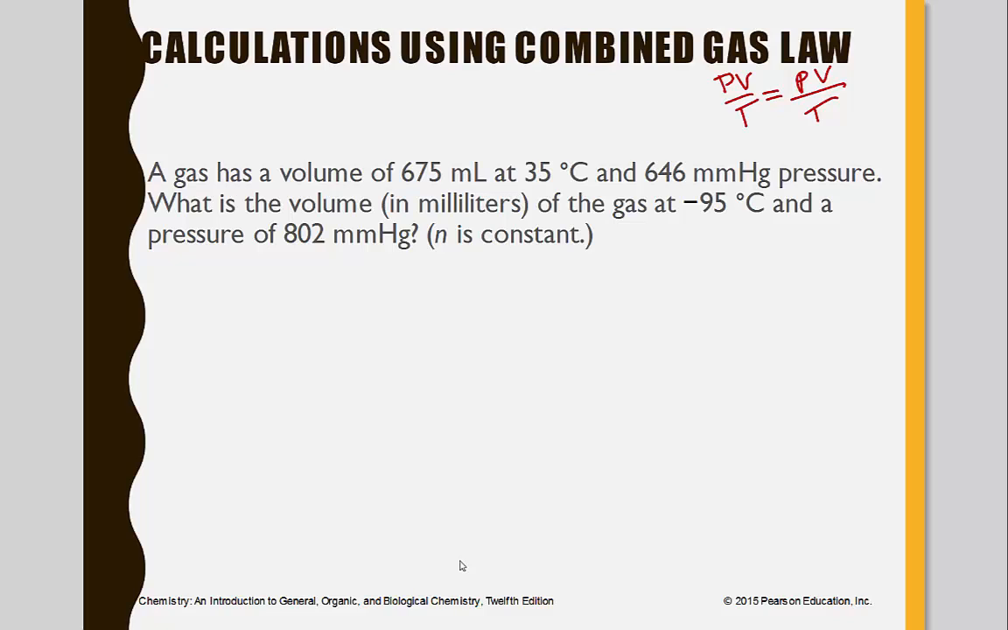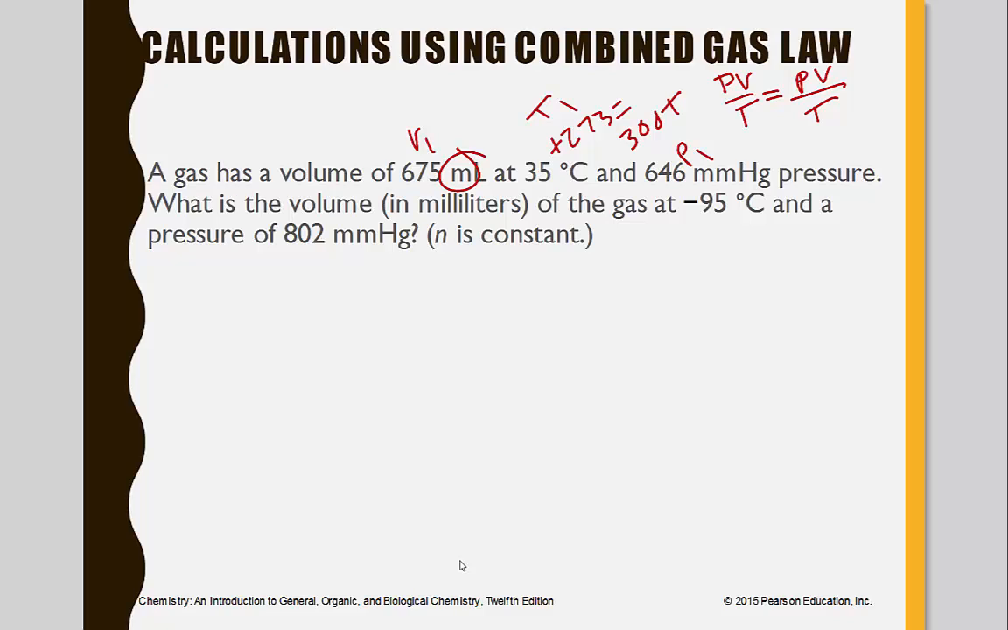A gas has a volume of 675 milliliters, so that's going to be our V1, at 35 degrees Celsius. That's a problem because we need to add 273 to it to make it kelvins. And that comes out to be 308. And that's going to be our T1. And 646 millimeters of mercury. That's going to be our P1. What is the volume in milliliters?